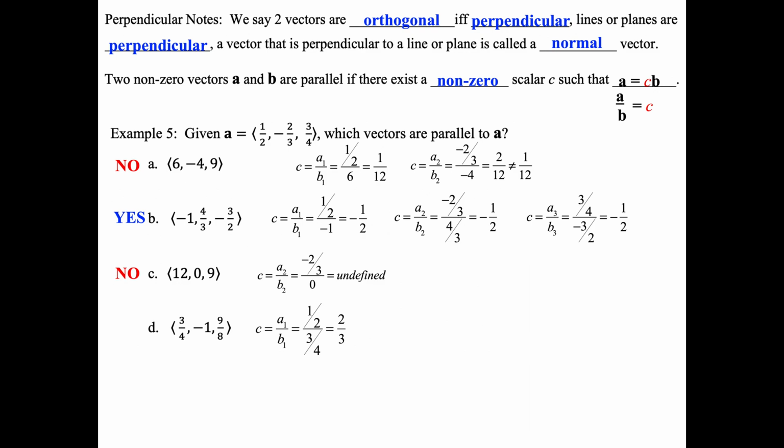1/2 divided by 3/4, 2/3 for part D. -2/3 divided by -1, positive 2/3. Okay, we're getting there. We'll do the last one, 3/4 divided by 9/8. So that is also 2/3. When you multiply 3/4 by 8 over 9 and reduce it, we get 2/3. So yes, that is parallel.